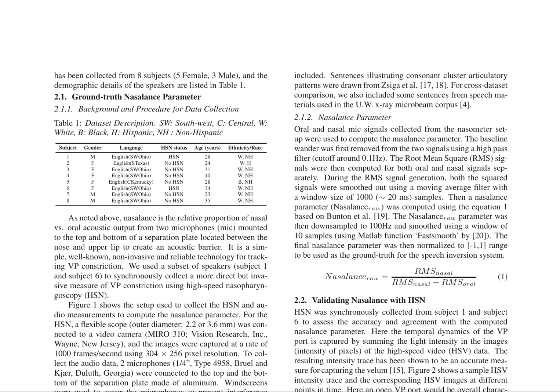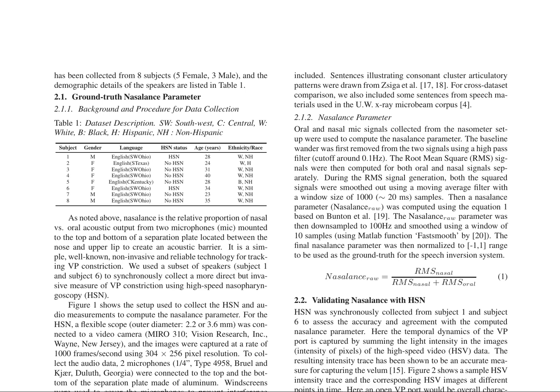The study analyzed speech material from 8 subjects, focusing on the Nasalance parameter as a measure of velum port closure during speech production. This parameter was computed using root mean square signals from oral and nasal microphones in a nasometer setup, normalized to a range of 0 to 1.